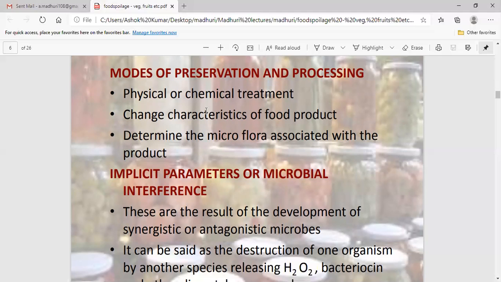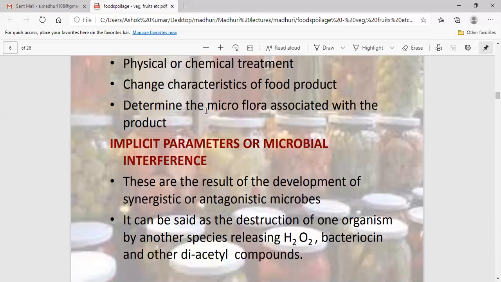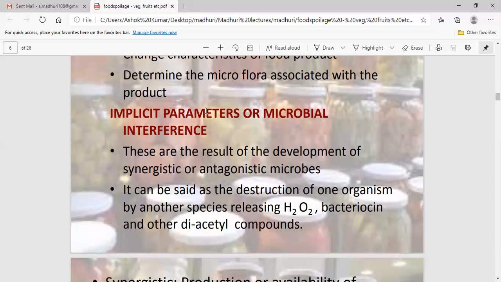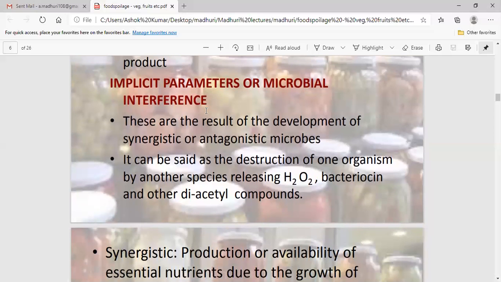These are the result of the development of synergistic or antagonistic microorganisms. It can be said as the destruction of one organism by another species, releasing hydrogen peroxide, bacteriocin, and other diacetyl compounds. Here we can understand that one type of microorganisms are interacting with another type of microorganisms. That interaction may be synergistic, means positive interaction, or antagonistic, that is negative interaction. Here we are talking about the different types of microorganisms which are present in the food material. When these different types of microorganisms are present, definitely they will interact with each other. So this interaction may be positive or negative. For example, one organism can destroy another organism by releasing hydrogen peroxide or bacteriocin or other diacetyl compounds.